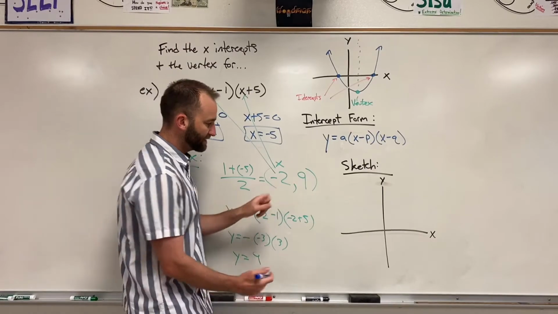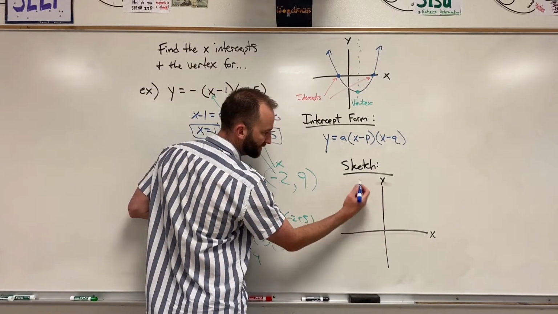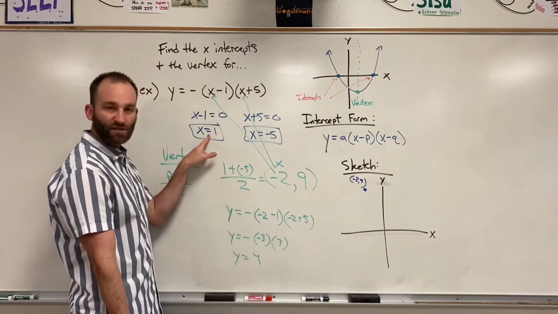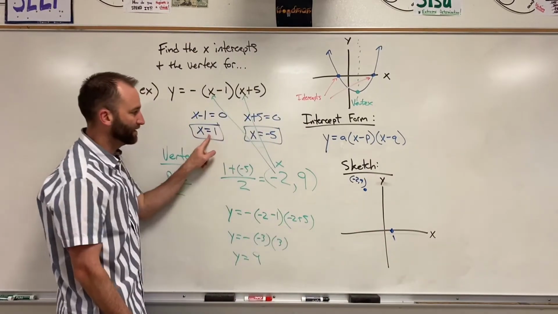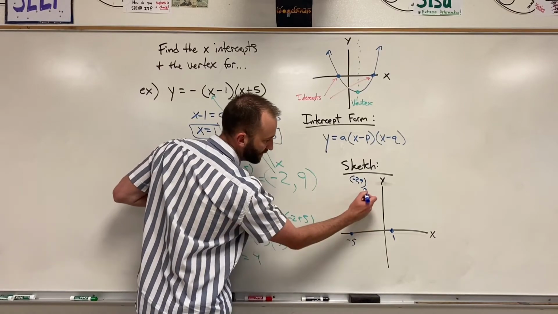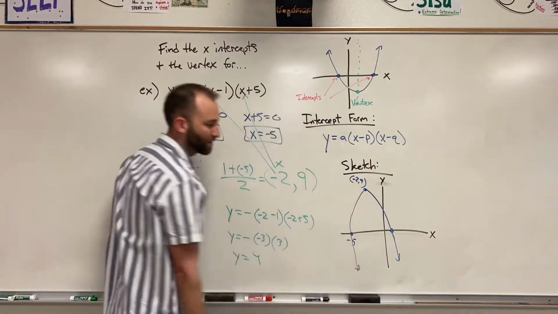If the vertex is at -2, +9, I'd go left 2 and maybe up 9. I'm making a sketch, so I'm just going to label it. I also know that it's touching or crossing the x-axis at +1, so I can call that +1, and at -5. So over here, I call that -5. So here are 3 points that I could draw of this parabola.